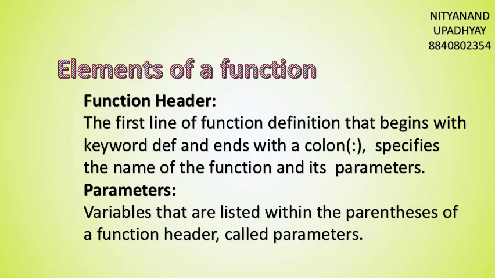Now, elements of a function. The first element is the function header. The very first line of the function definition that begins with the keyword def and ends with a colon, specifying the name of the function and its parameters, is known as the function header. It starts with def. Now parameters: variables that are listed within the parentheses of a function header are called parameters.